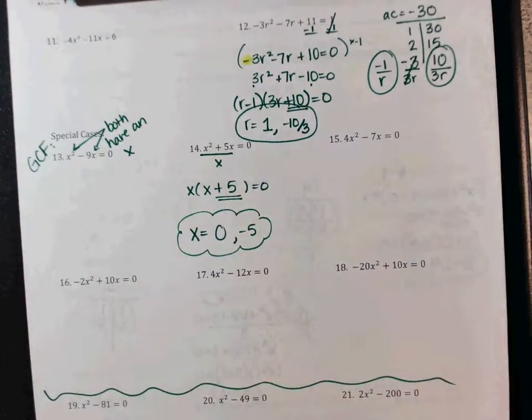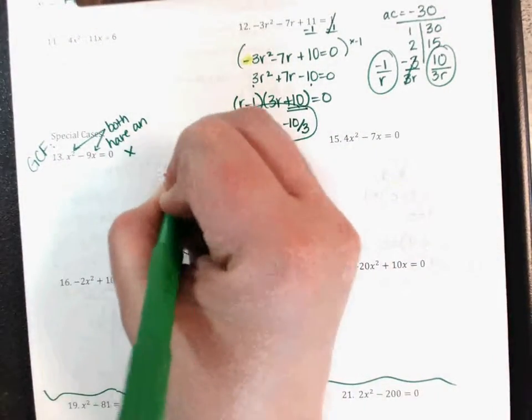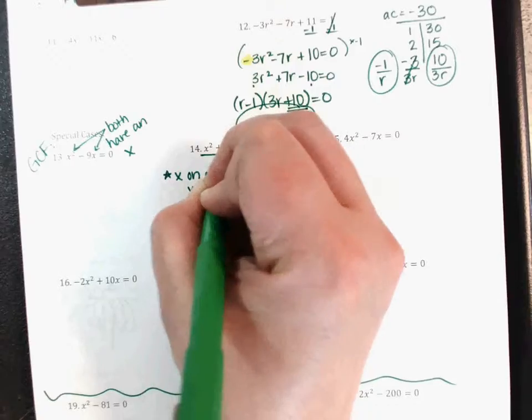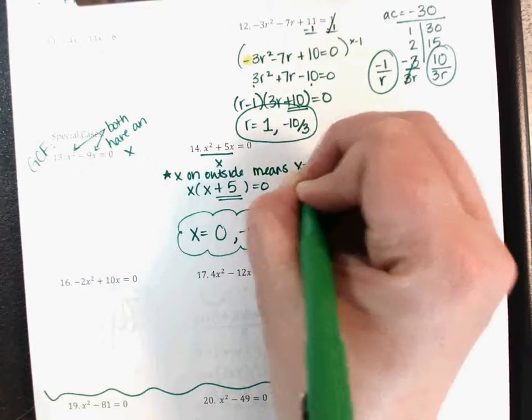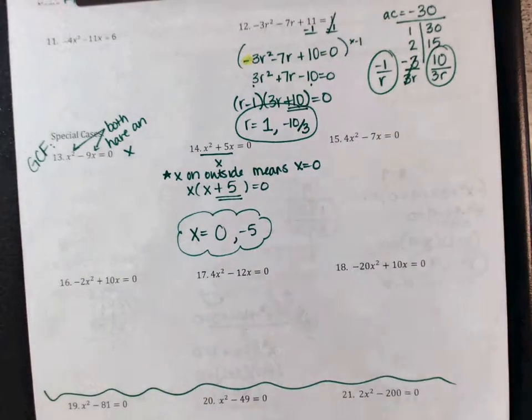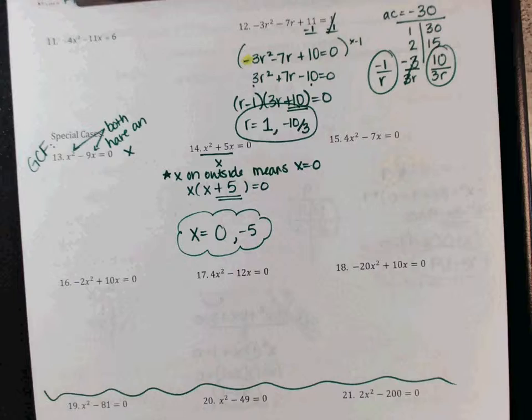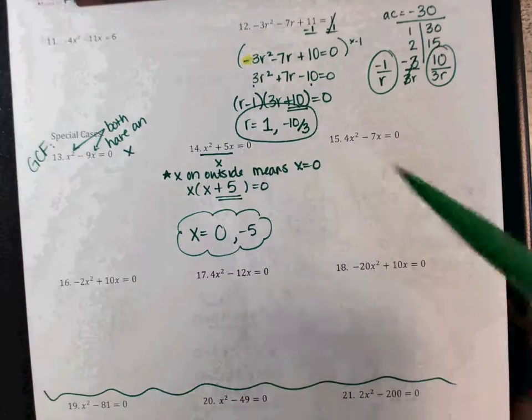Okay, if you don't remember, I'm going to put a little star here. X on the outside means X equals 0. Anytime you get an X on the outside, 0 is going to be one of your answers for that X. And then the other one in the parentheses, you solve it the same. Okay, look at number 15.